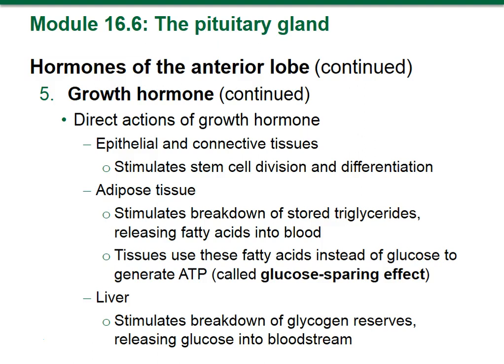Direct action, we see this in the epithelial and connective tissues. It stimulates stem cell division and differentiation. So growth hormone does affect epithelial and connective tissues. And it also affects adipose tissues. It stimulates the breakdown of the triglycerides. It releases fatty acids into the blood. Your tissues use the fatty acids instead of glucose, and that generates ATP. We call that glucose sparing effect.